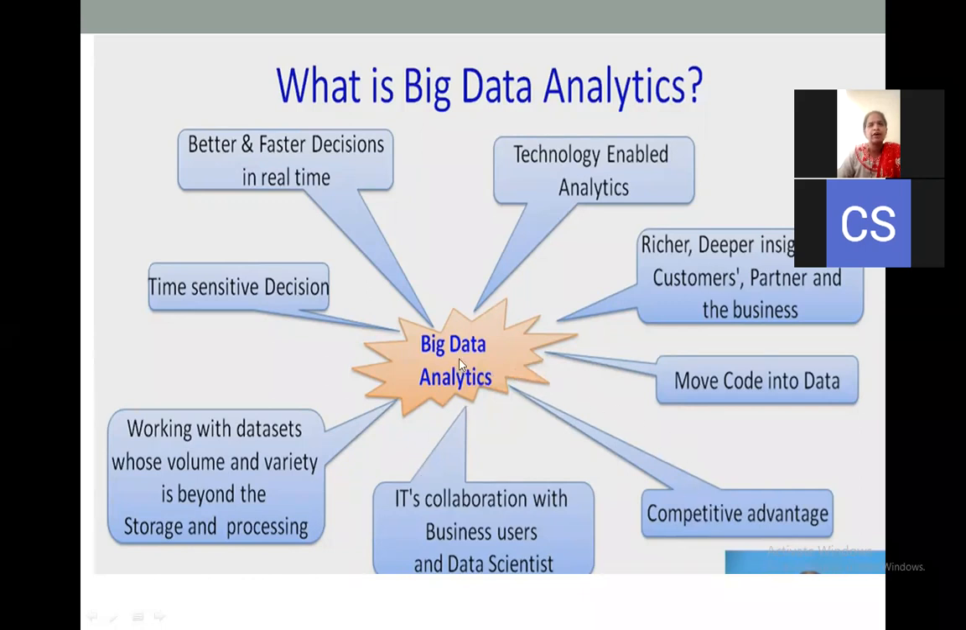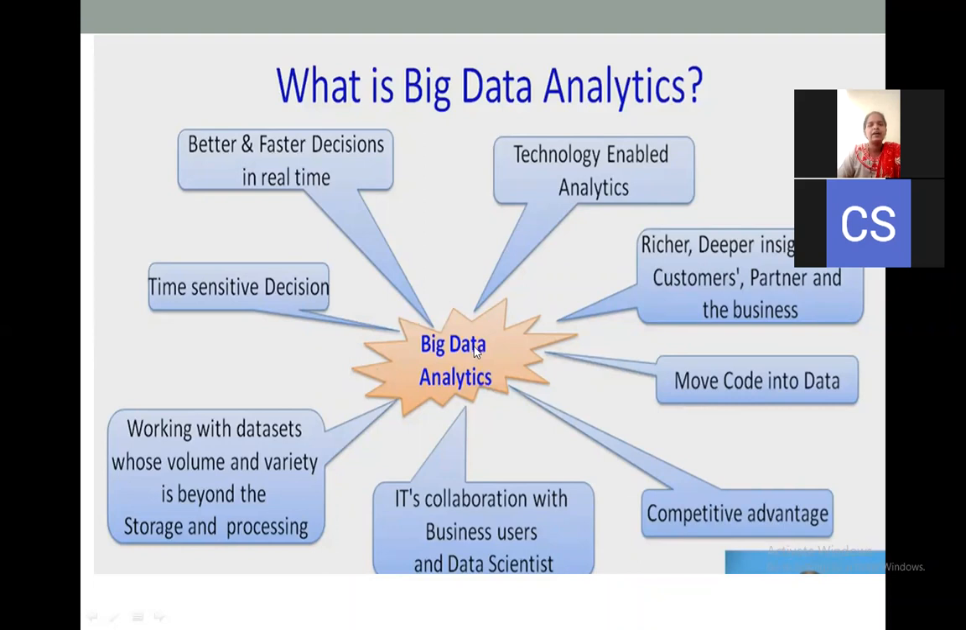It is collaborative work, not only technology. For that we require business users and data analysts. The data analyst does the analysis on the big data, and the analysis result is used by the business user. So it is collaborative work between business users, data scientists, and these technologies.